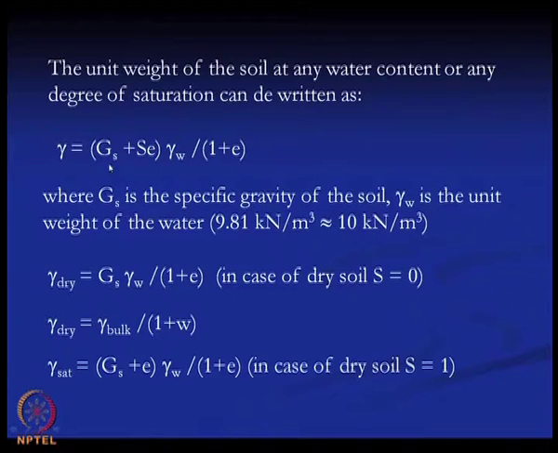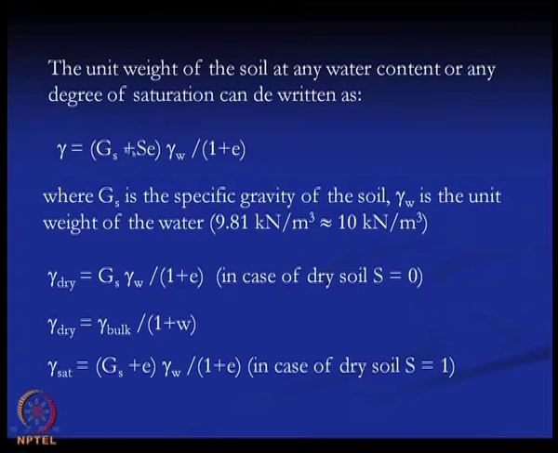Now, if the soil is completely dry, that means S is equal to 0, that means saturation is 0, then the equation of gamma dry will be Gs into gamma W into 1 by (1 plus E). That is because here S is equal to 0. So, this big equation becomes this one for the gamma dry. And then we can write that gamma dry is equal to gamma bulk divided by (1 plus W), W is the water content of the soil. Bulk density means bulk unit weight, means the unit weight at any condition with any water content. So, that is gamma bulk. Gamma bulk is equal to this one.